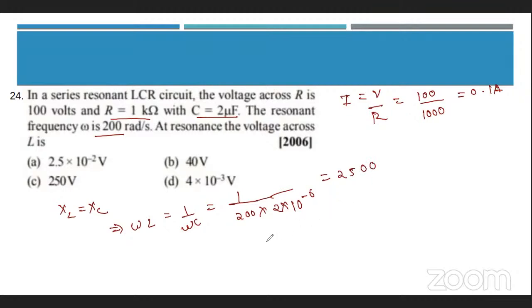It gives something around 2500. Now if I want to find the voltage, the voltage will be equal to current into XL. So XL is 2500 and current is 0.1 ampere, so basically it will be equal to 250 volts.